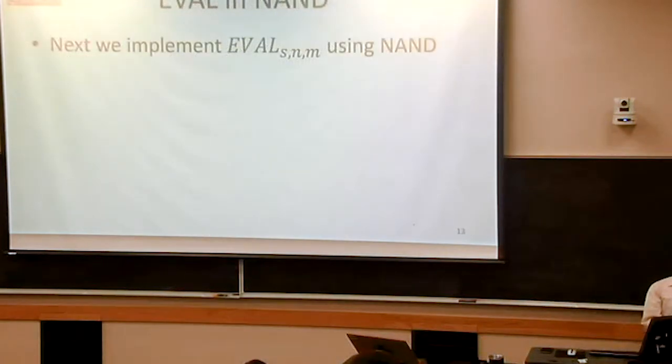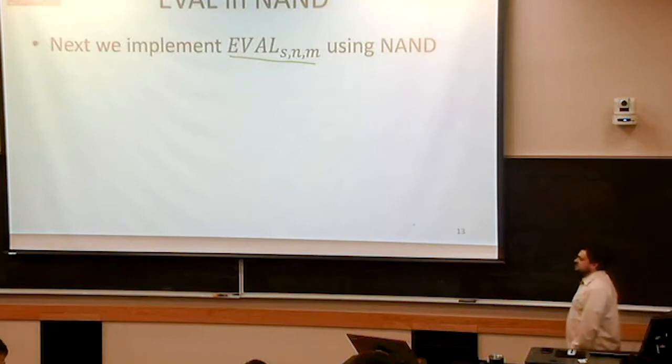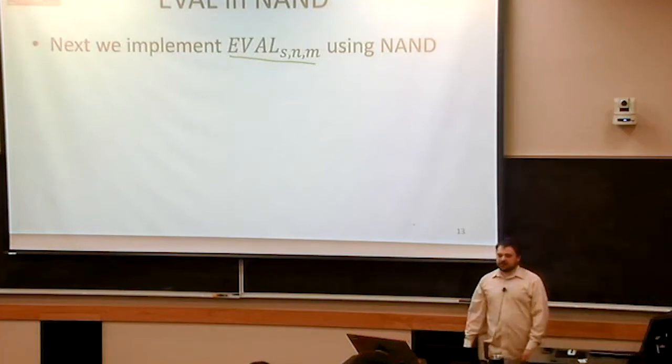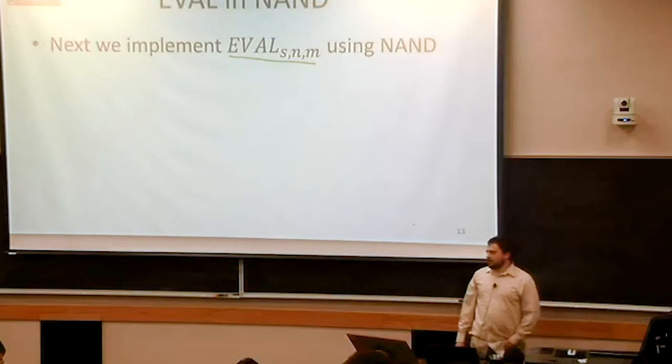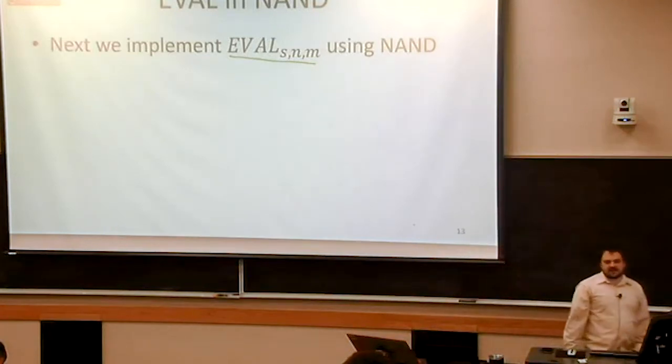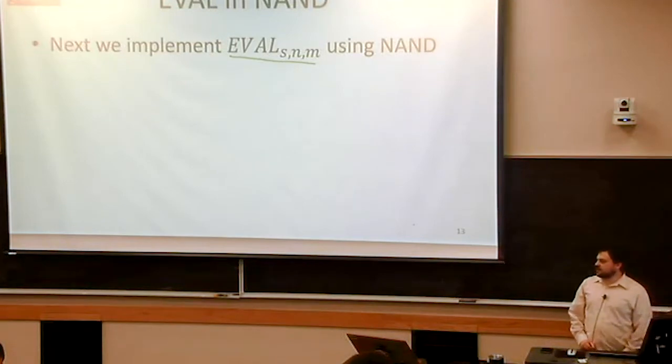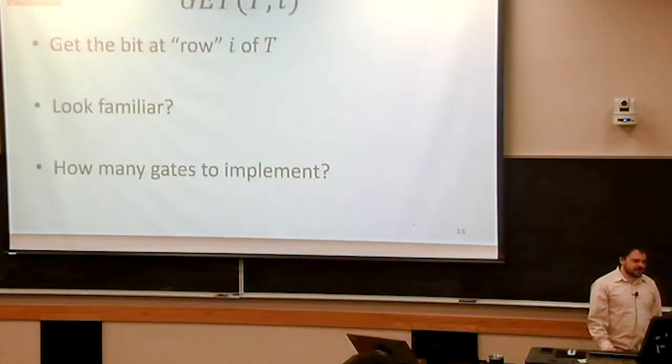So now we're going to show that we can implement this eval thing using just NAND. We're going to use that idea of the pseudocode where we have this table, we read values from the table, we do NANDs on them, and then write that value to the table over and over again. We're going to do that using only NANDs now.